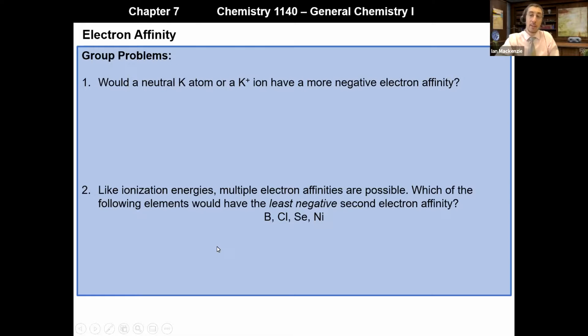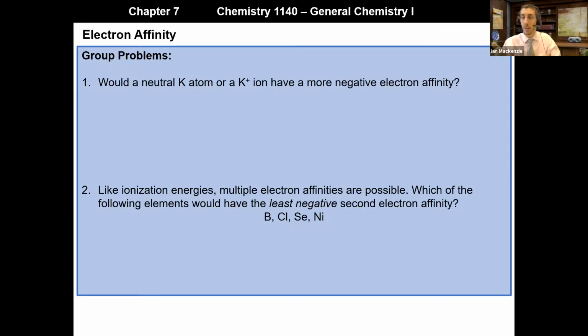Now, multiple electron affinities are also possible, just like ionization energies. You can have the second electron affinity or the third electron affinity. So which of the following elements would have the least negative second electron affinity? So this is the case where we're going to add one electron, and then we're going to add another electron to it after that.